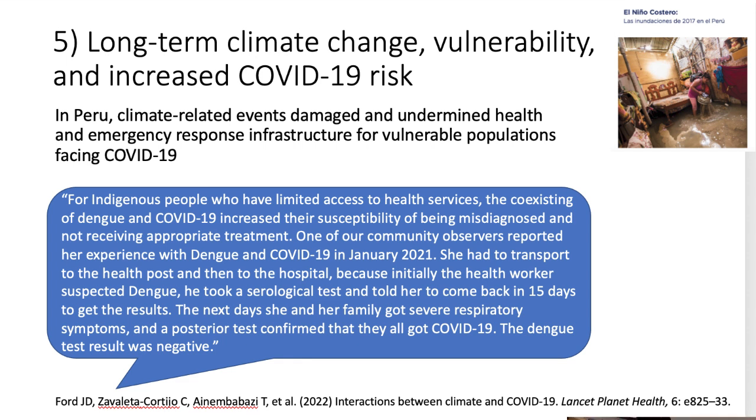So in sum, this example illustrates three factors shaping vulnerability: built environment vulnerability through healthcare infrastructure, social vulnerability through marginalization, and overlapping disease outbreaks.